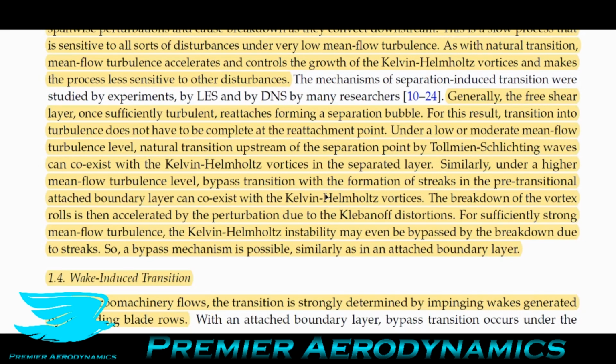The breakdown of the vortex rolls is then accelerated by the perturbations due to the Klebanoff distortion, so they work together. For sufficiently strong mean turbulence flows, the Kelvin-Helmholtz instability may even be bypassed by the breakdown due to streaks. So in other words, if the flow has already transitioned by the time you get to the LSB, then you're not going to get this laminar separation bubble forming. So a bypass mechanism is possible similarly in an attached boundary layer.